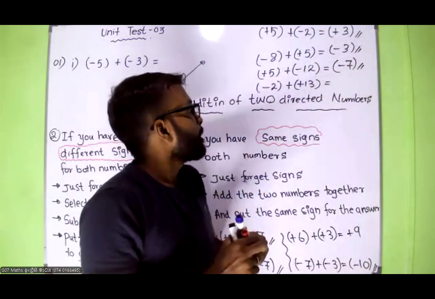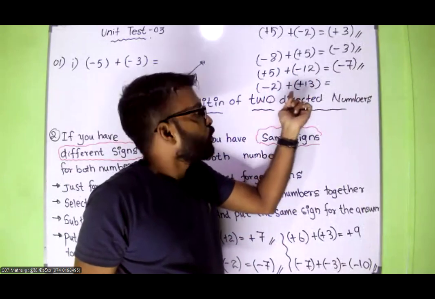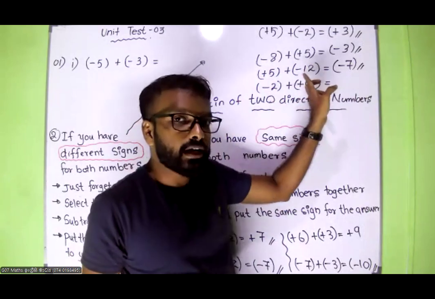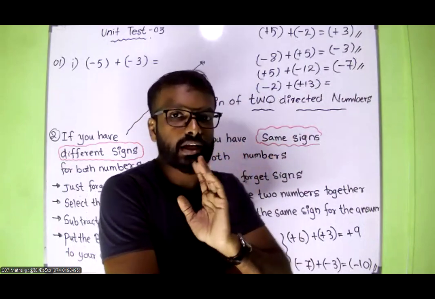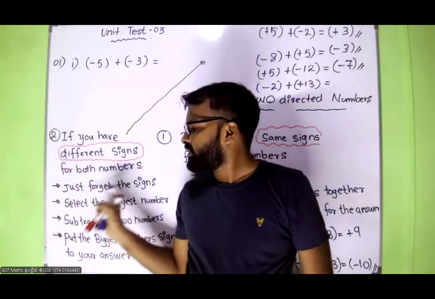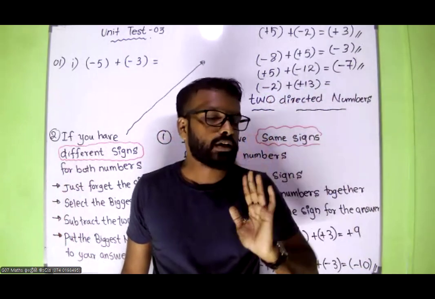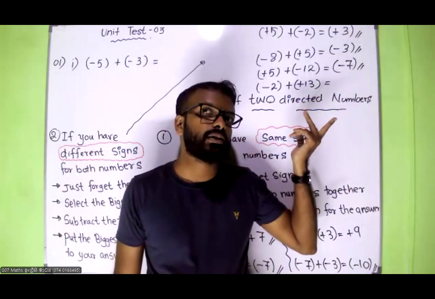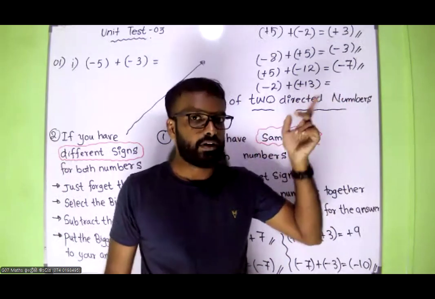Then next one. Again, negative 2, you have to add positive 13. Negative 2, add positive 13. Again two directed numbers with two different signs. What are the steps that you need to follow? Just forget the signs. So 2 and 13. Then select the biggest number between 2 and 13. The biggest number is 13. Then you have to get the subtraction. 13 minus 2, 11.